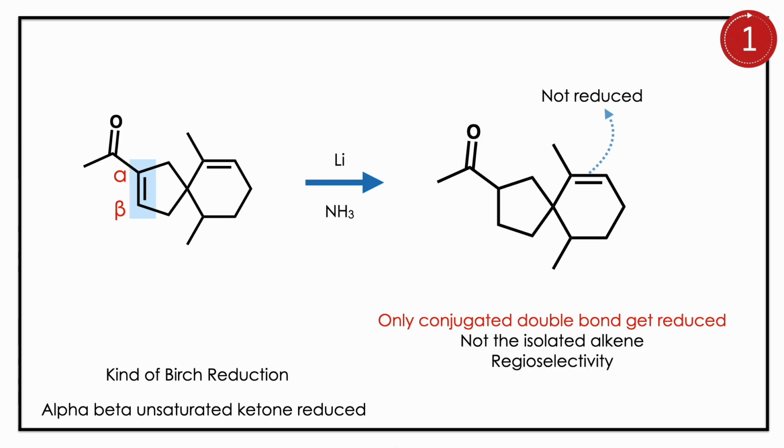Here you have an alpha, beta unsaturated ketone which can be attacked by lithium and liquid ammonia. So the reduction happens in a Michael addition way. Finally you have a reduced alkene. One thing you should know here is that 2 alkenes are there, but only 1 alkene is reduced, which is the one in conjugation with the ketone. The isolated alkene is not reduced. It is called regioselectivity. The concept you have to learn here is that lithium and liquid ammonia selectively reduce the conjugated alkene.